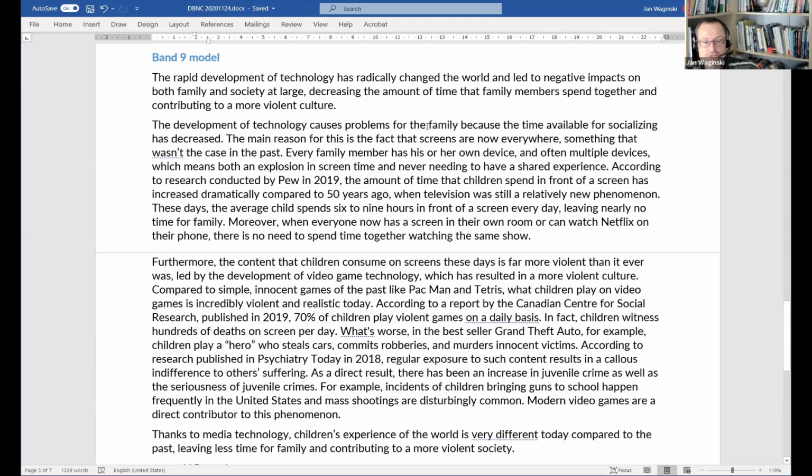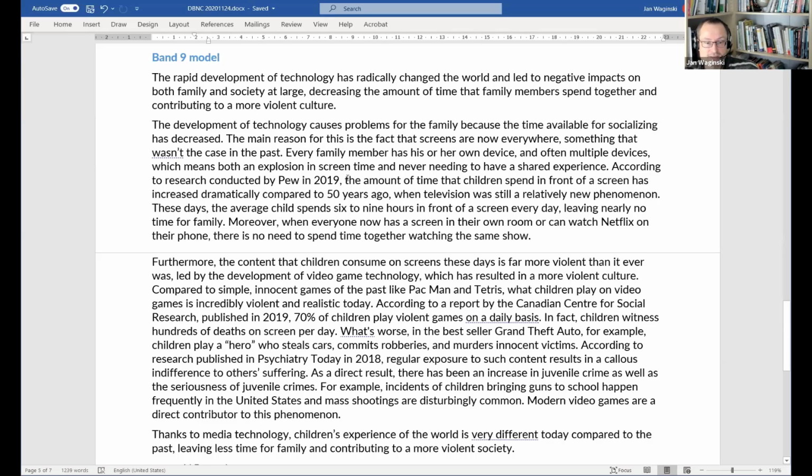The development of technology causes problems for the family because the time available for socializing has decreased. The main reason for this is the fact that screens are now everywhere, something that wasn't the case in the past. See, the connection to the prompt is being made very explicitly. Every family member has his or her own device, and often multiple devices, which means both an explosion in screen time and never needing to have a shared experience.